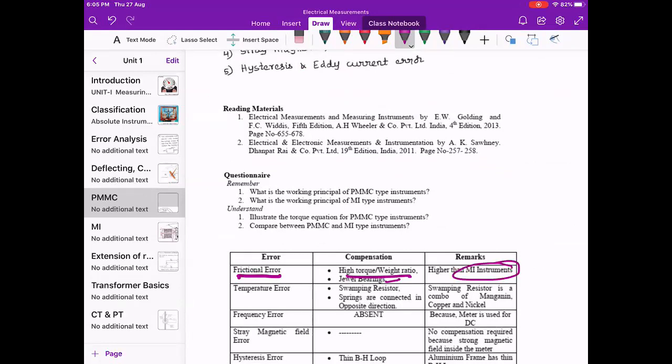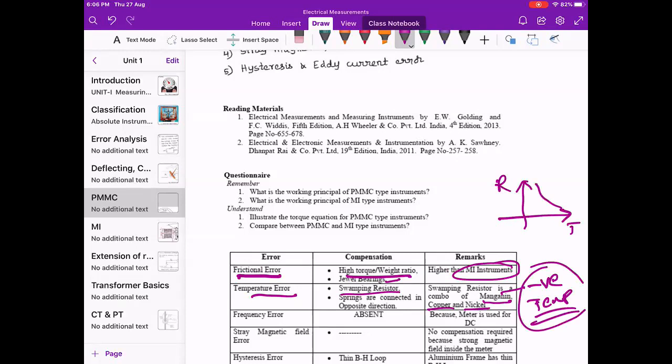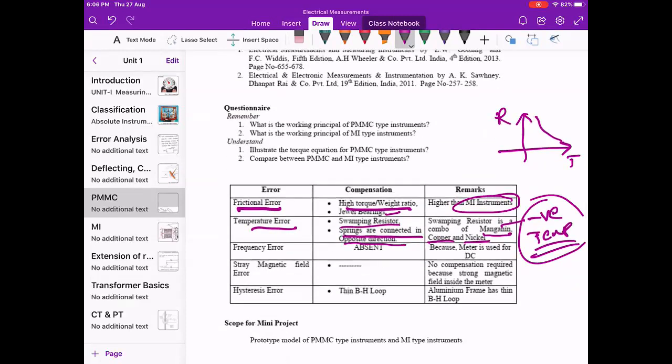Next, temperature error. Temperature error can be reduced by using a swamping resistor. Swamping resistor is a combination of manganese, copper, and nickel. Manganese has a negative temperature coefficient. That's why, whenever temperature increases, resistance decreases. Okay, that type is a negative temperature coefficient, manganese. And the other compensation is that the springs are connected in opposite directions. As springs are metal, they depend upon the temperature. That's why. Next, frequency error.